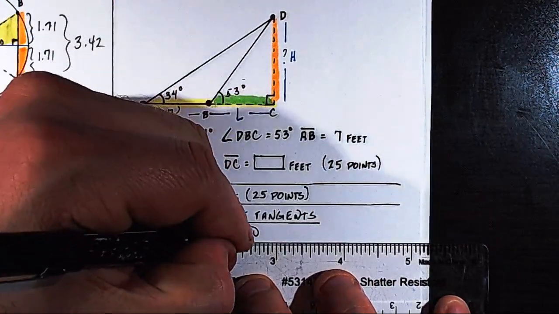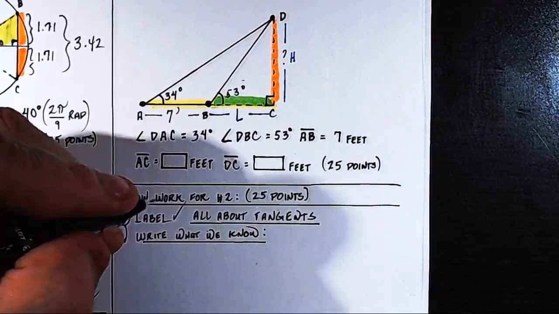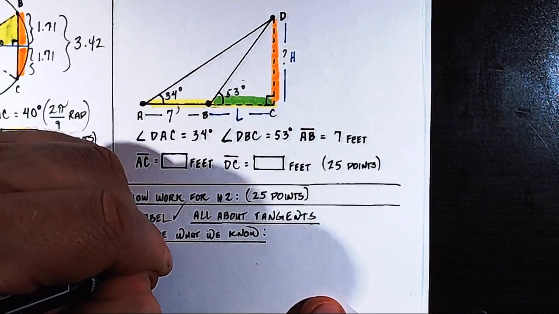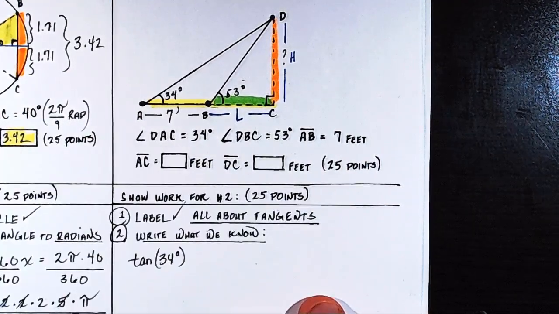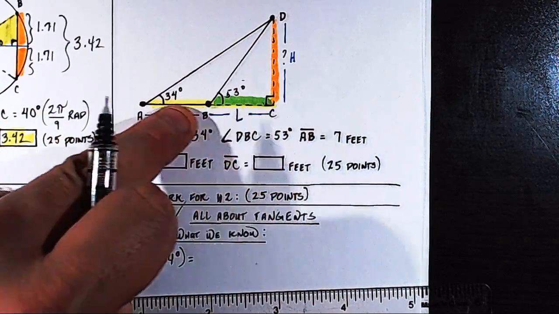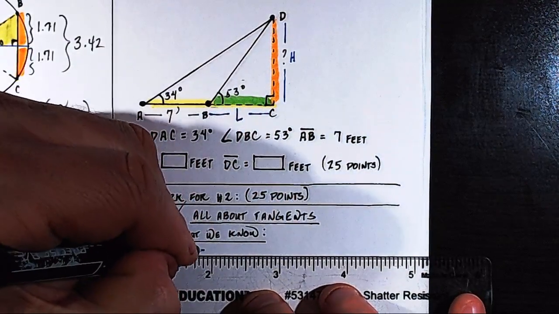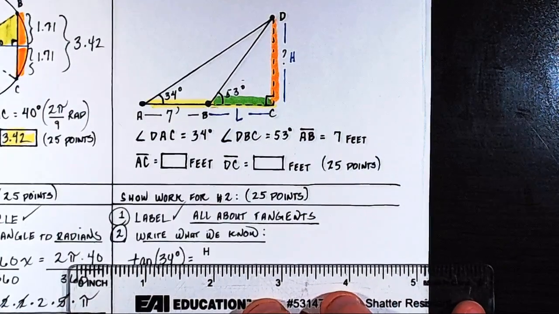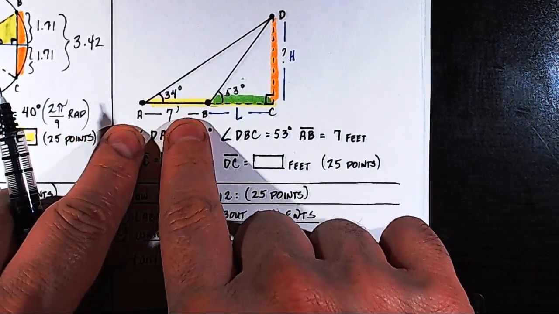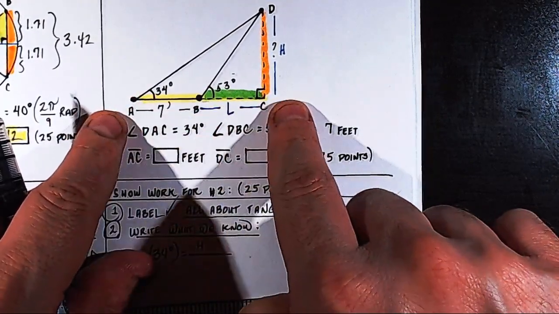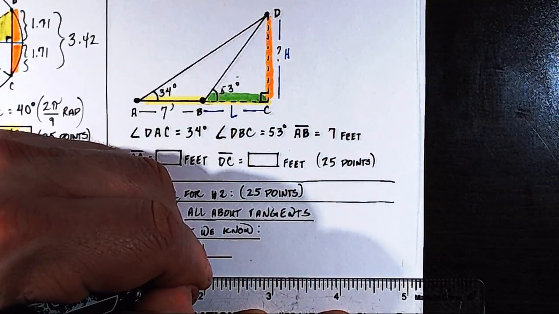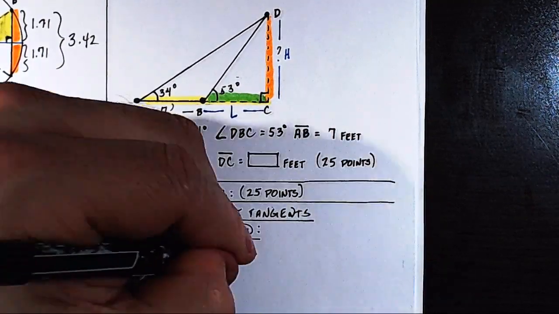Write down what we know. What do we know? We know that the tangent of 34 degrees is equal to opposite over adjacent. So it is equal to H, which we don't know, over adjacent, which would be 7 plus L. You see that whole distance would be 7 plus L. We don't know what L is, but we know that it's 7 plus L.